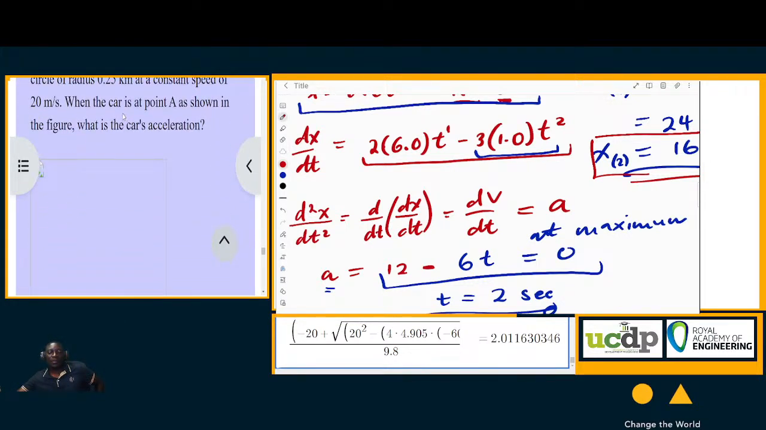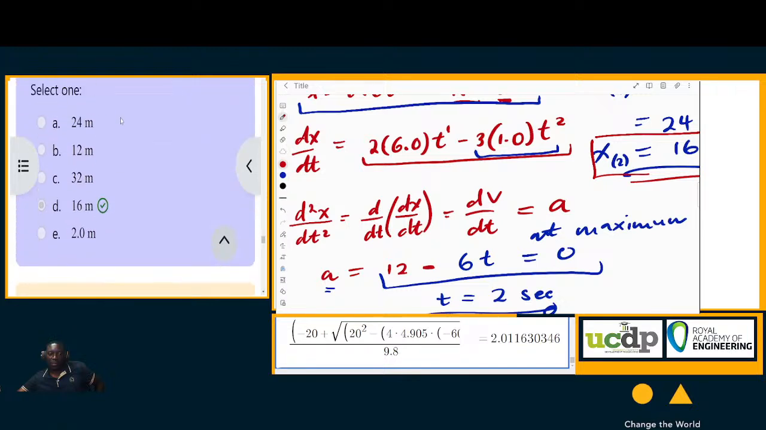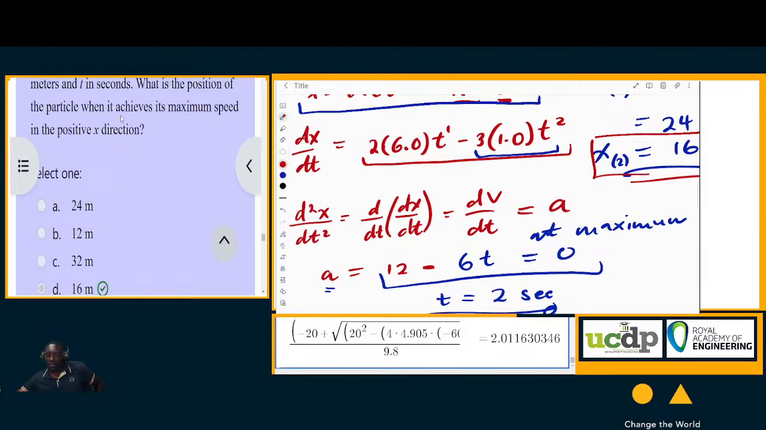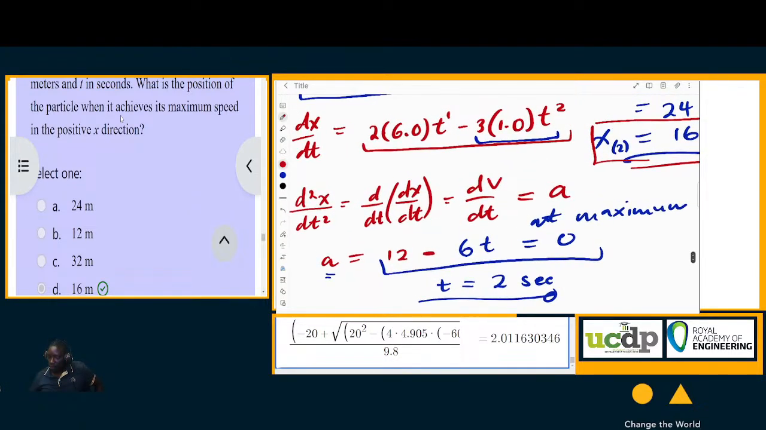Sorry, sir, if I may ask, what if they were asking us to get the maximum acceleration? Would we differentiate once or twice, or derive until we arrive at the stage where the acceleration was 12 minus 6t? Okay, that's a good one. Maximum acceleration.